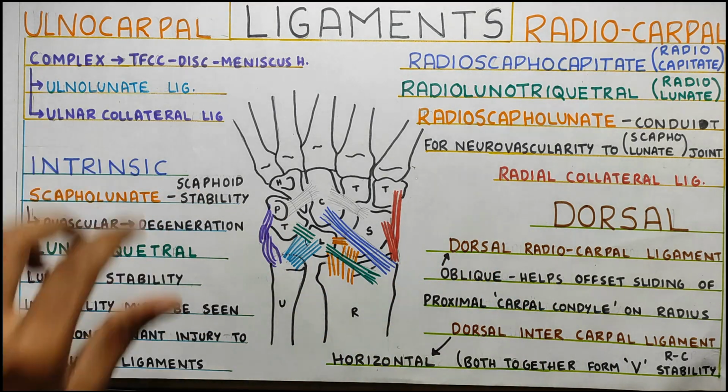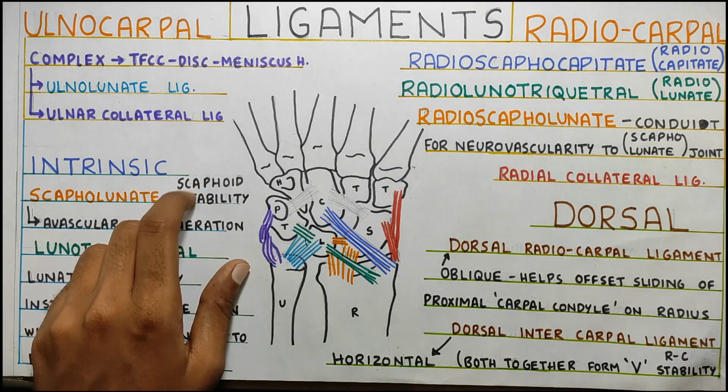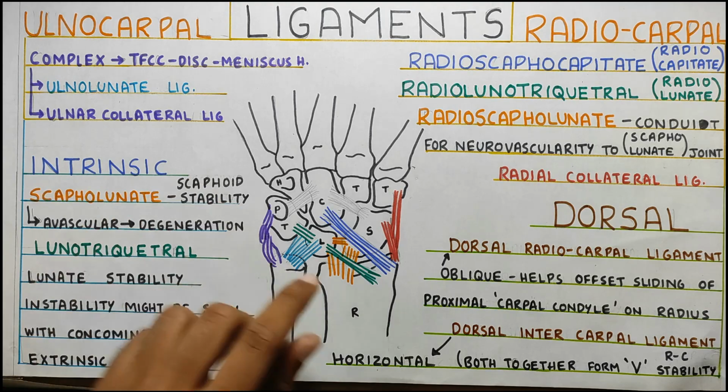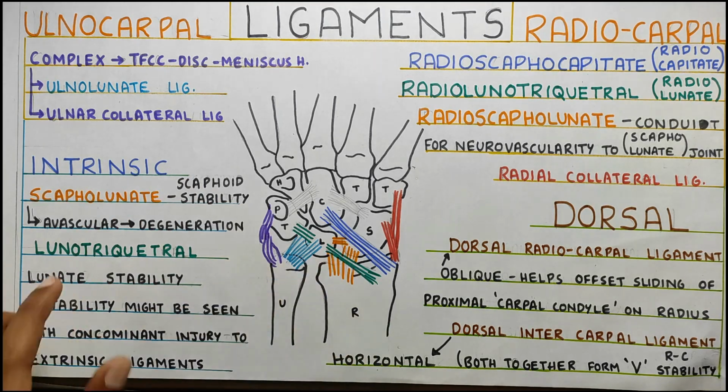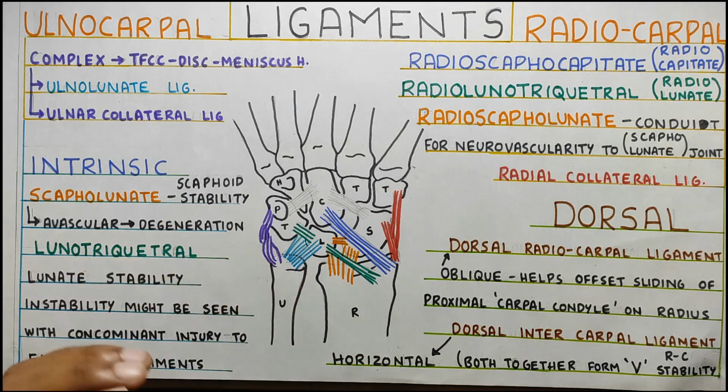So the thing about intrinsic ligaments is the scapholunate ligament is involved in the stability of your scaphoid. And this scapholunate ligament is comparatively very avascular, and if there is injury to this ligament, the chances of degeneration are very high.